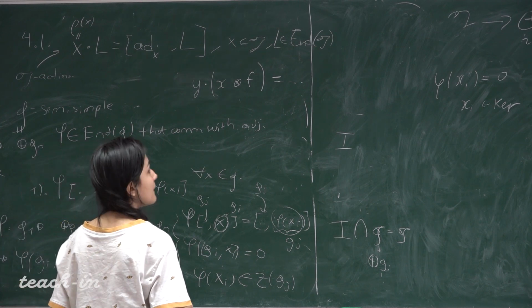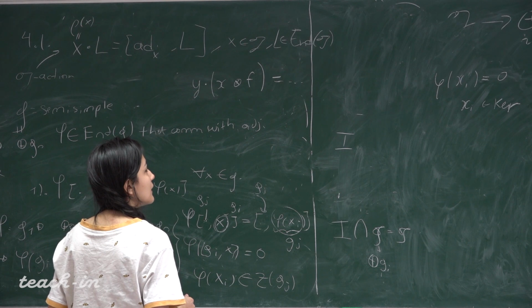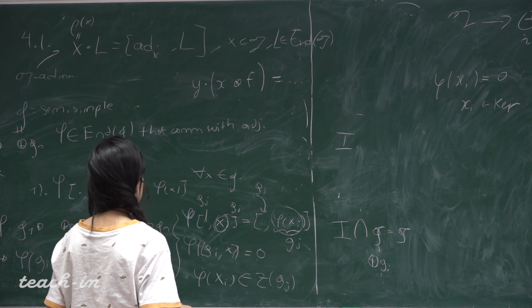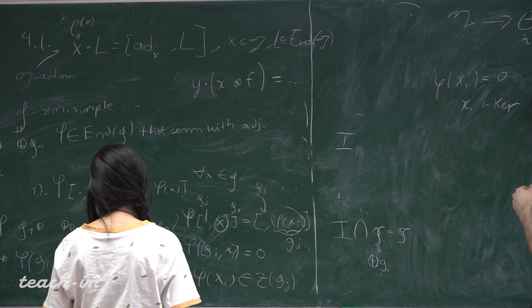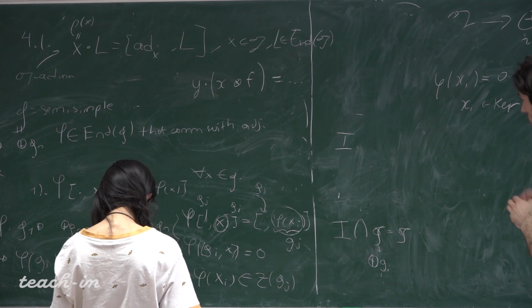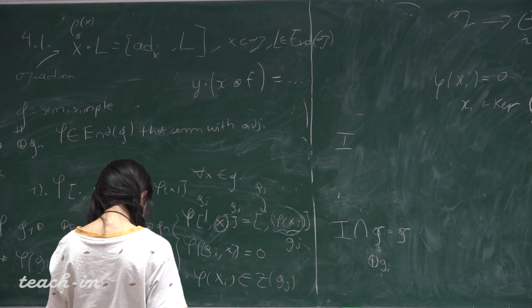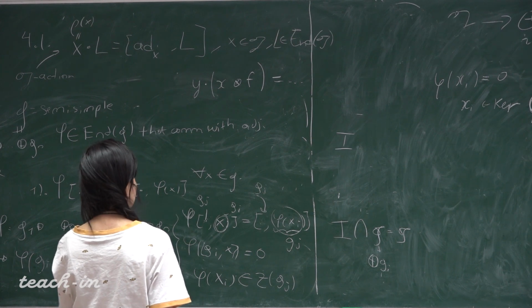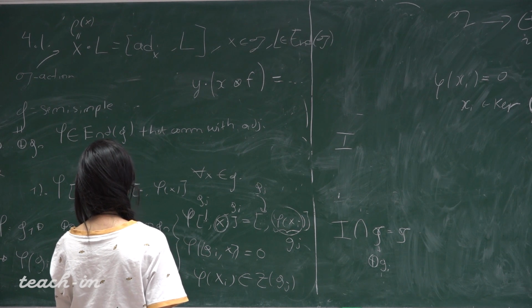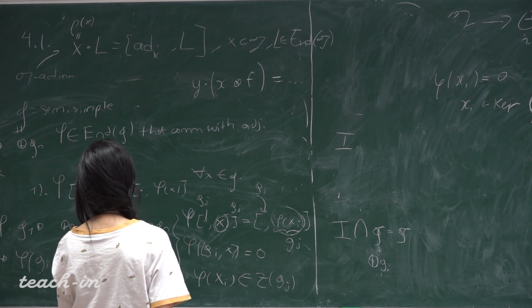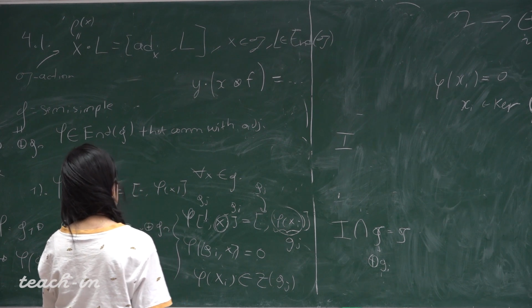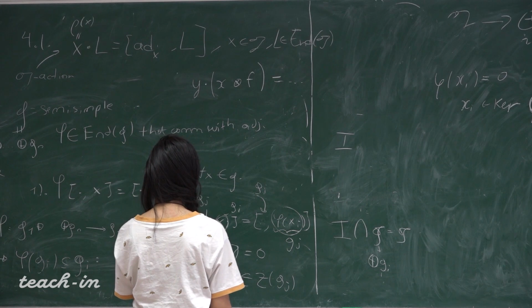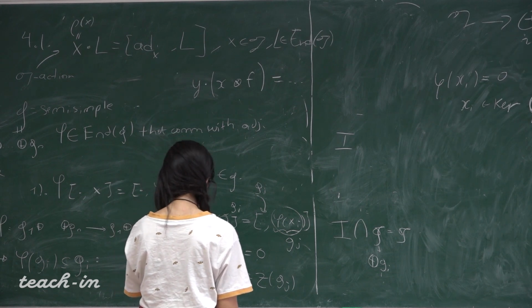But I would like to argue that phi has no kernel. Is this true? I don't think it's true. For example, I can take the 0 map. Did I say invertible there?